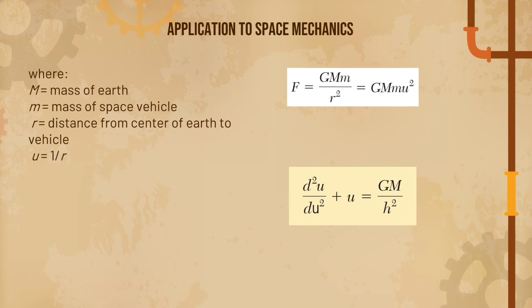Force is equal to G times M times m over r squared, which is equal to G M m u squared, where M is the mass of Earth, m is the mass of the space vehicle, r is the distance from the center of Earth to the vehicle, and u is equal to 1 over r. And we obtain the differential equation.